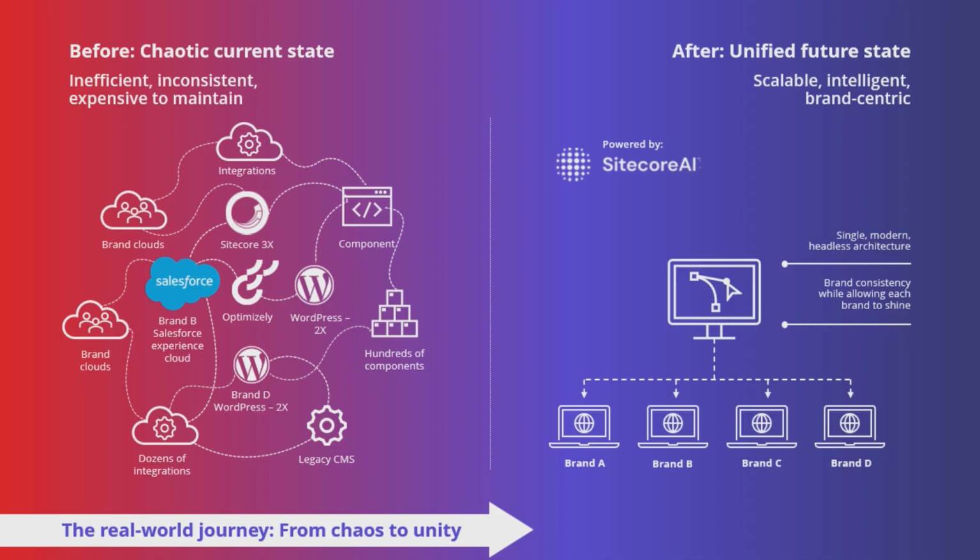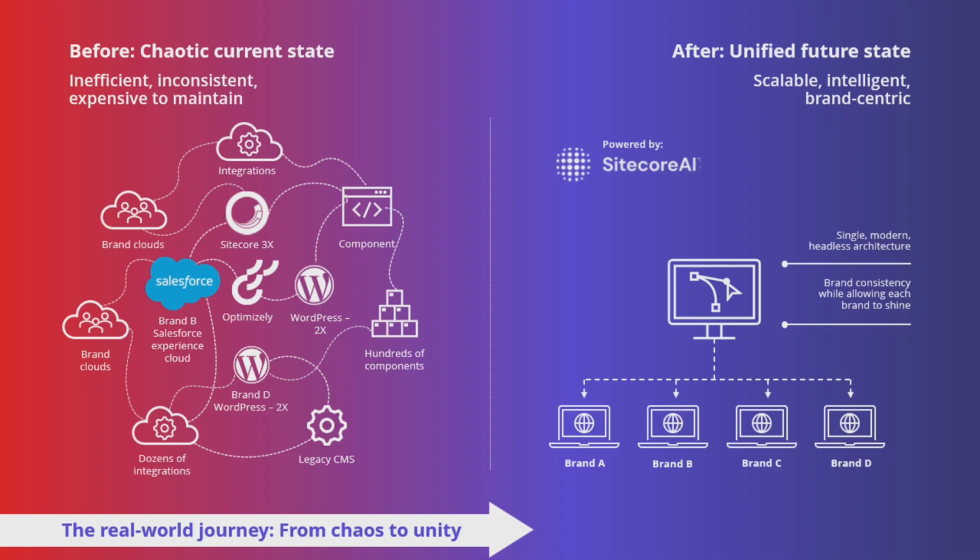Again, you can see Sitecore. They had three separate Sitecore instances, and then they had Salesforce Experience Cloud, Optimizely, and WordPress. Even in WordPress, they had a self-hosted WordPress and WordPress headless. All the integrations and all the components were duplicated across all the platforms. You can imagine the chaos that creates, because if you have to update one integration, you have to update it on all the platforms. Same with components, you have to update them in 4 places.